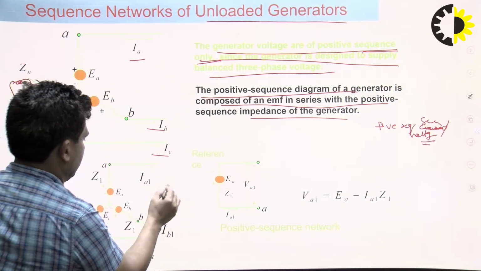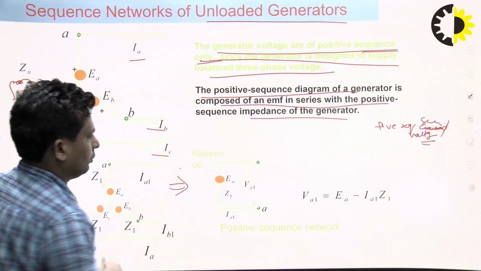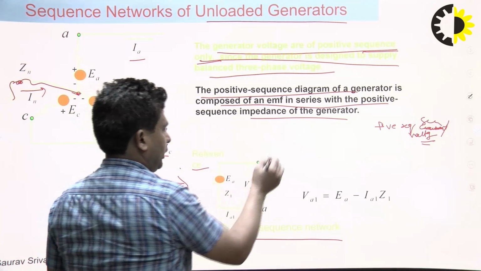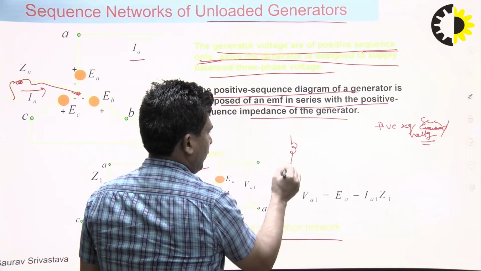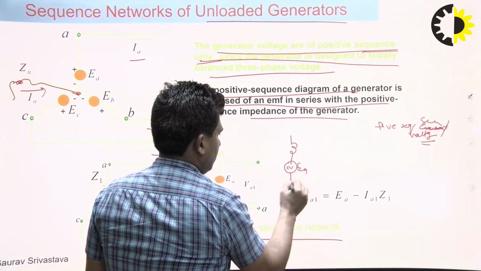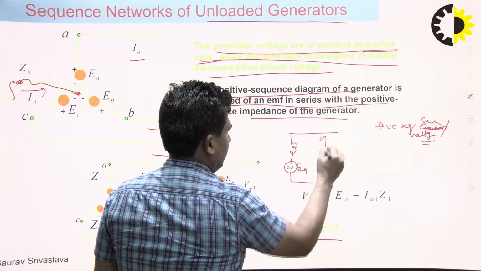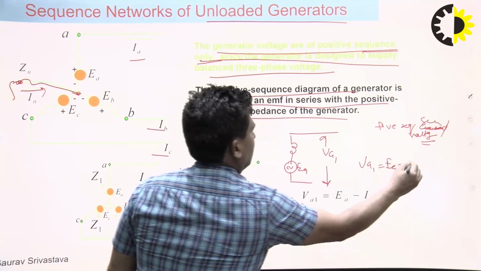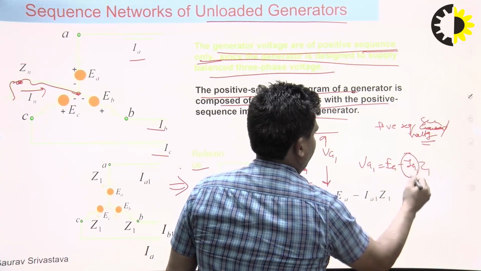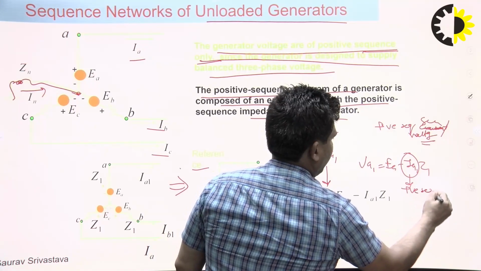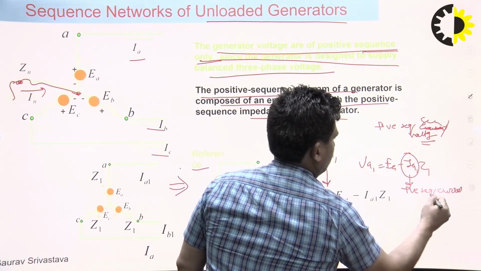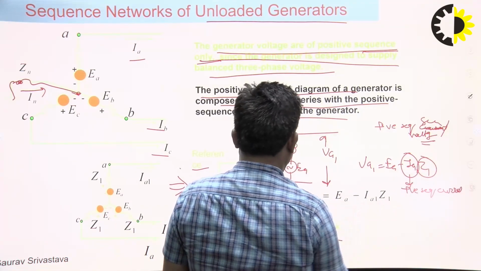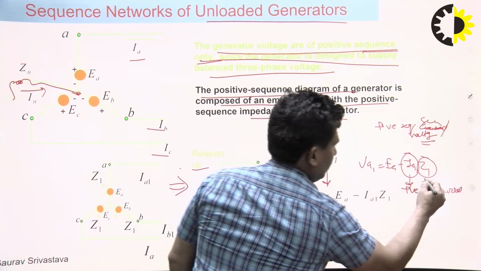So that's why the three-phase balanced system has to be converted to the positive sequence network. For reference, the single line diagram, impedances and voltage sources become like this, and the equation is VA1 equals EA minus IA1 Z1, where IA1 is the positive sequence current and Z1 is the positive sequence impedance.